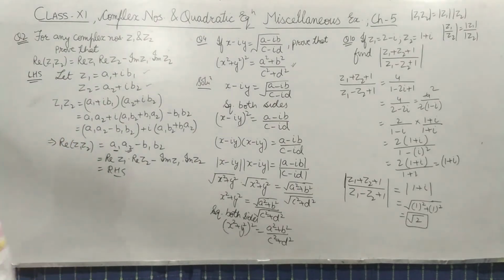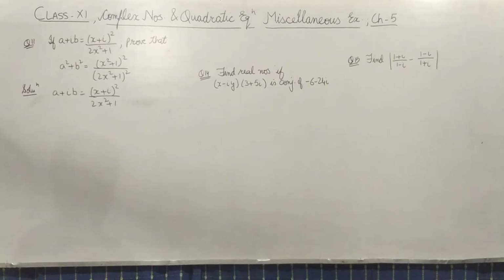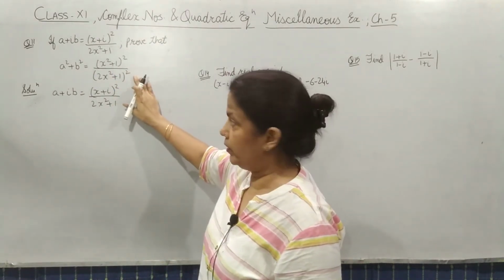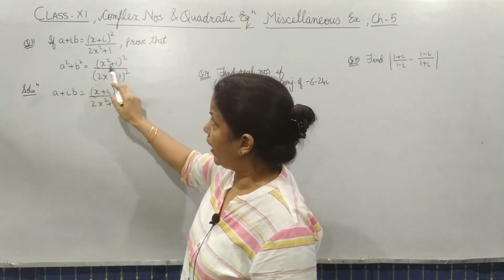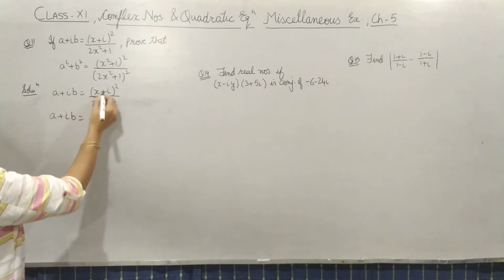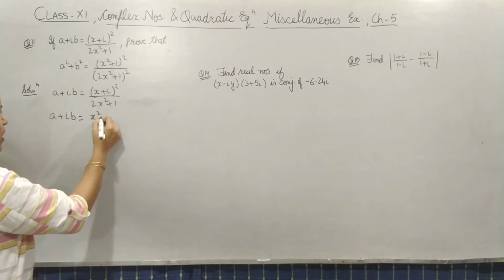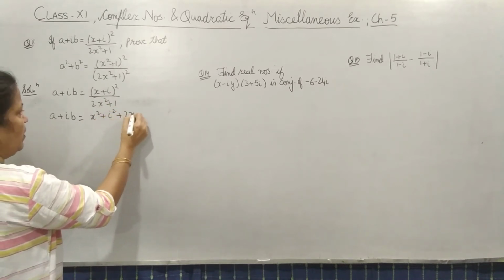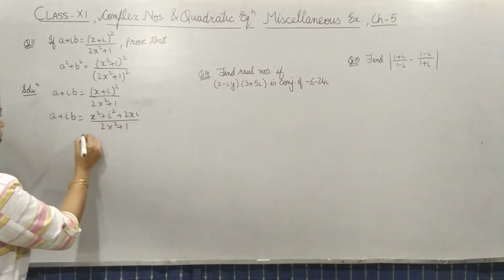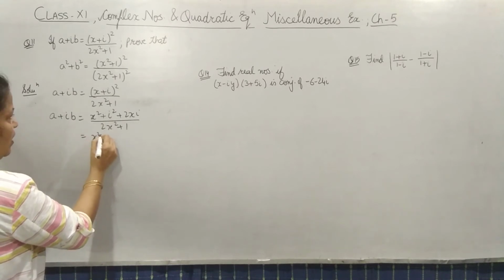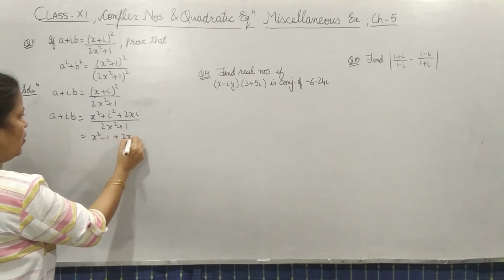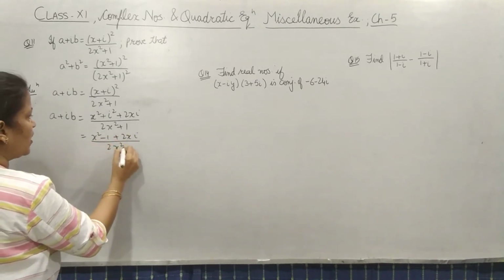Okay. Now come to the next question. In question 11, this is given and you have to prove this one. And again, if you see, there is no iota. So first of all, we will solve it. a square plus b square plus 2ab upon 2x square plus 1. Okay, so we will go a little bit further. Its value, x square, iota square equals minus 1. So minus 1 plus 2xi upon 2x square plus 1.